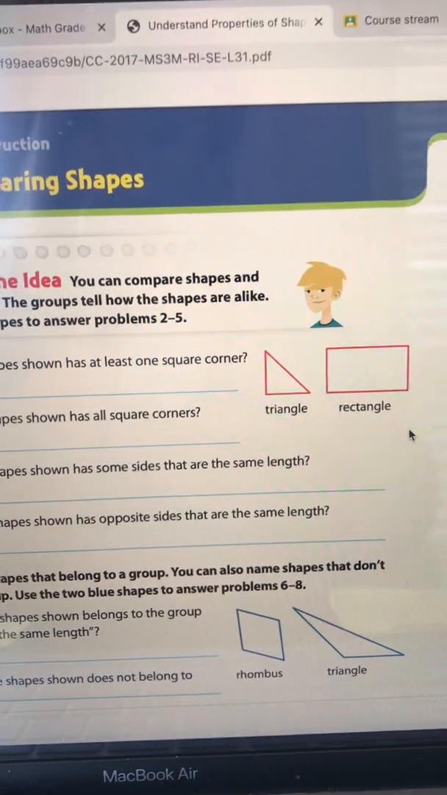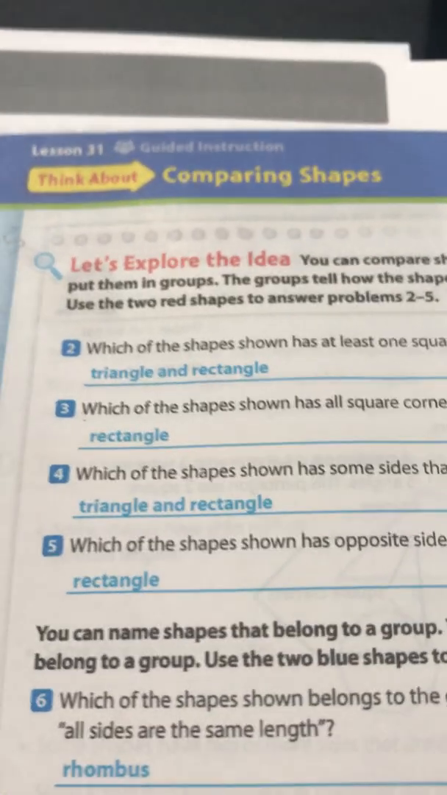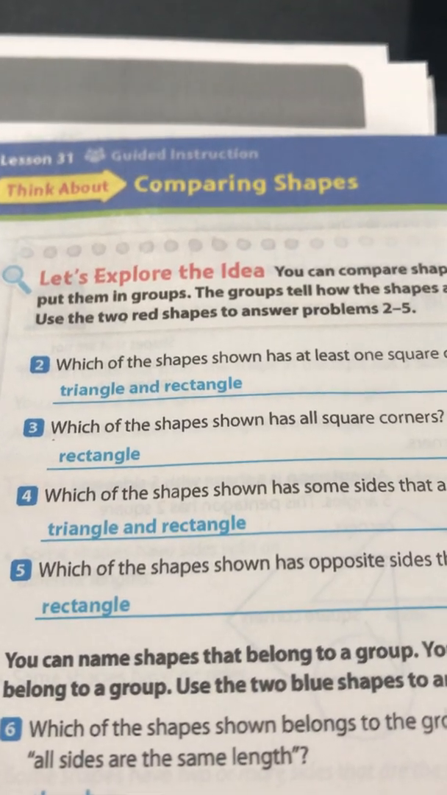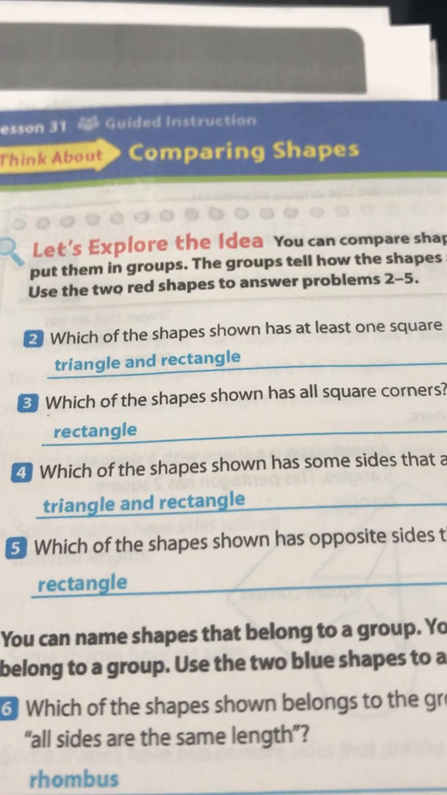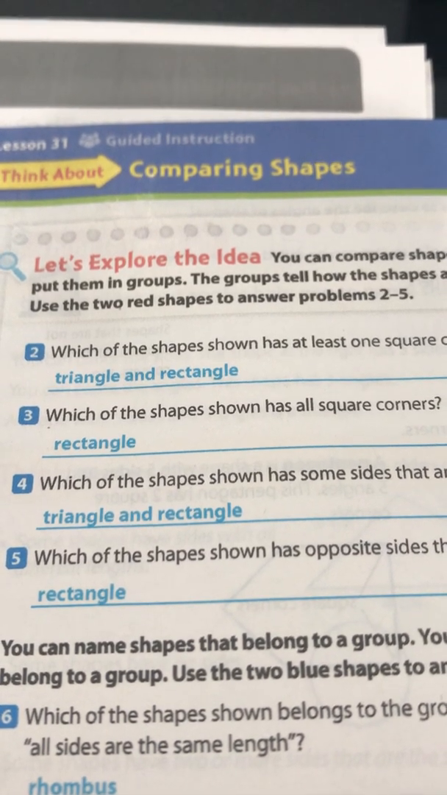Okay, so once again, 2, 3, 4 and 5, you should have triangle and rectangle on number 2, rectangle on number 3, triangle and rectangle on number 4, and just the rectangle on number 5. All right, let's look at the bottom.